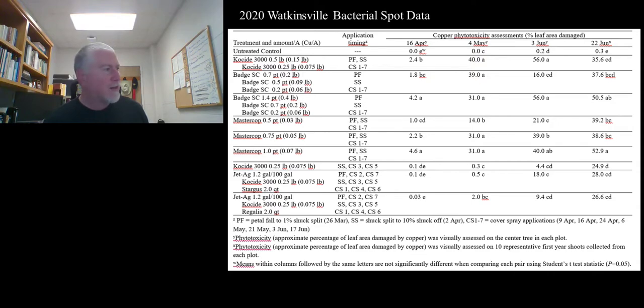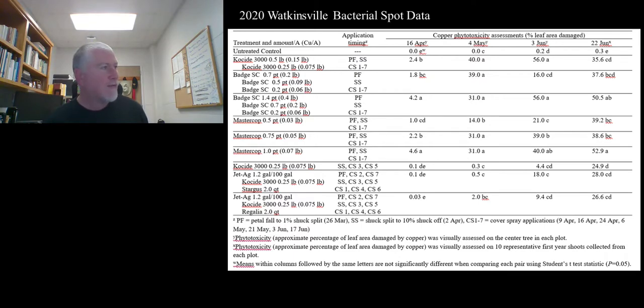Now, a lot of the products that are out there, they'll claim they don't cause as much damage. I think the bottom line is, if you look at the metallic copper and you put out metallic copper at equivalent rates, you will cause equivalent damage, and hopefully you'll also get equivalent bacterial spot control. But I have not seen any copper that will not cause damage. Some of these were touted as not causing damage, and they actually cause just as much damage. That's what I want to show you.